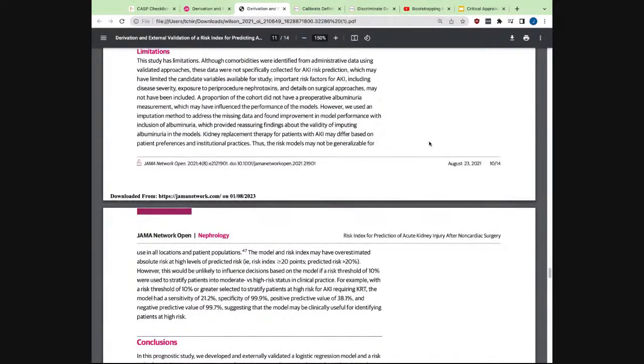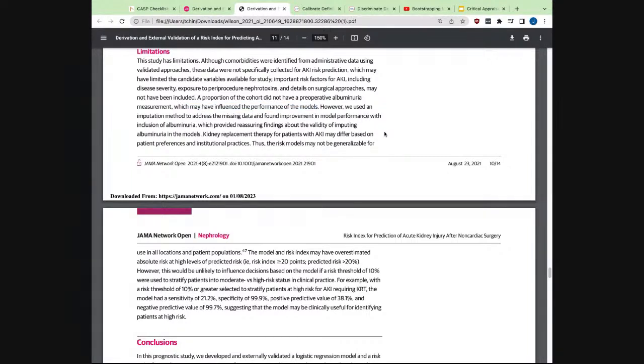the limitations. So when it comes to limitations, there are several things you think about. One is the data itself. Is it limitations related to the type of study? So maybe it's the data. Here they talk about the limitation of data because it's from administrative data or electronic health records data. They also mention some missing data: a proportion of the cohort did not have preoperative albuminuria measurement, which may influence the performance of the model.